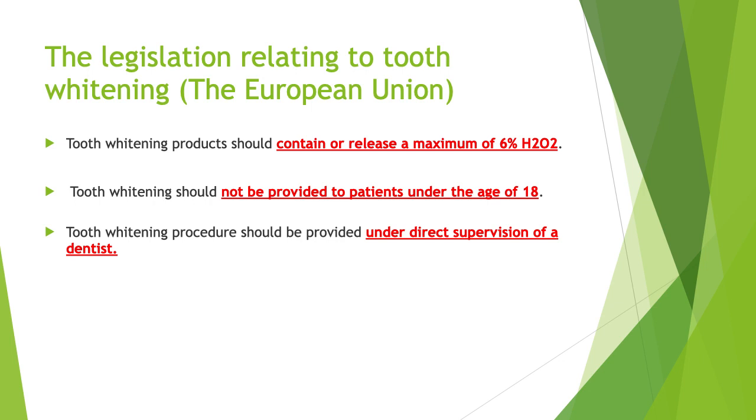There are certain laws or rules to regulate the use of tooth whitening and bleaching. For example, in the European Union, the maximum amount of hydrogen peroxide in the bleaching gel should not exceed 6%. Or if you are going to use carbamide peroxide, you have to multiply 6 by 3.5, and you shouldn't use any material that releases more than 6% H2O2. Although this is not applied in all the countries, like in the US, you can get higher concentrations.